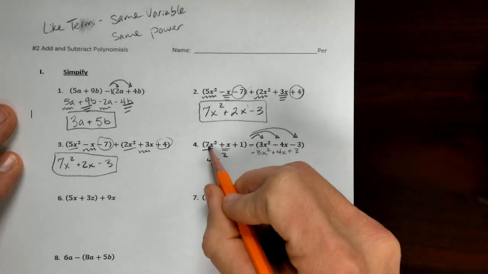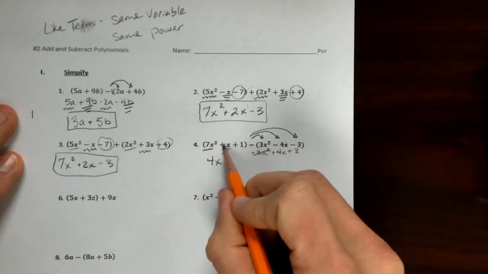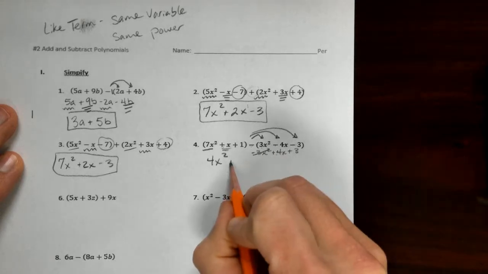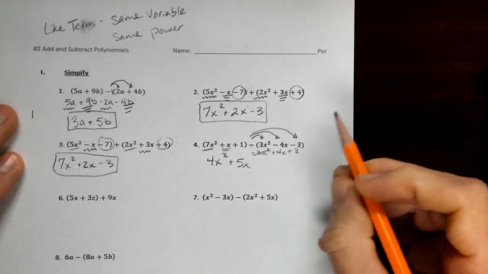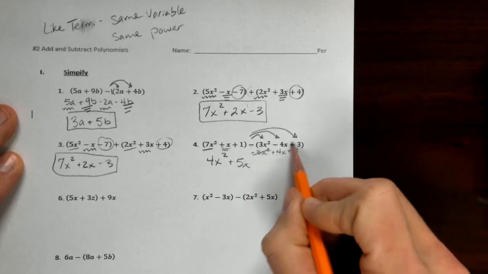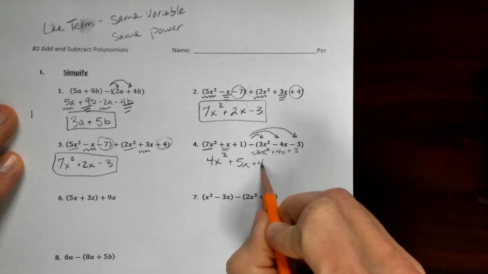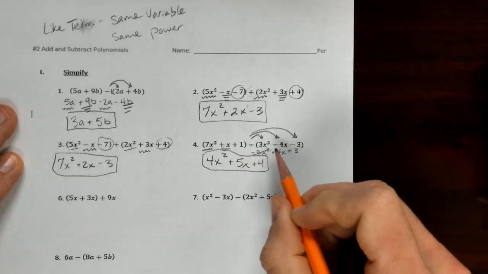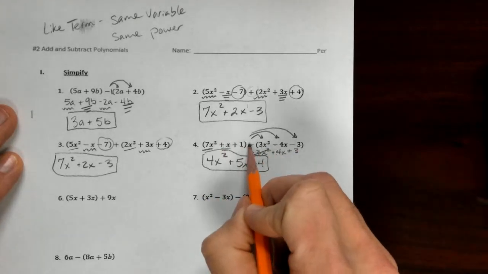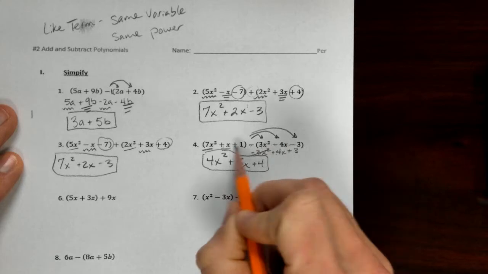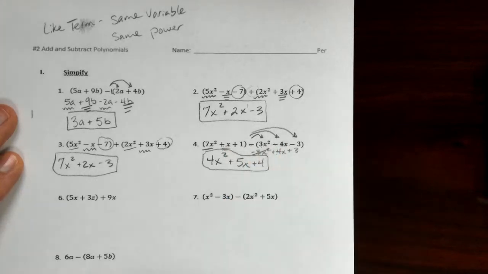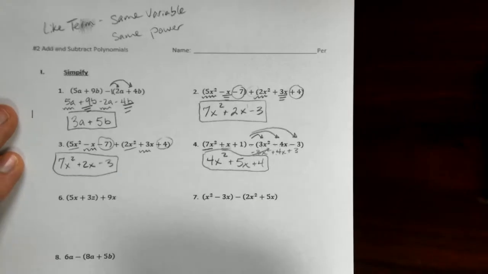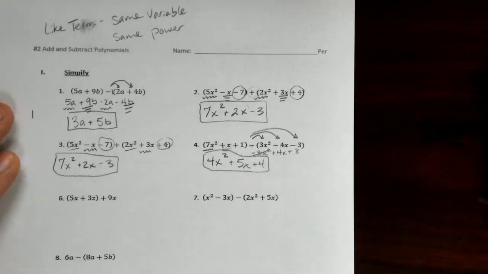So I combine these, those went away. I've got a positive x and a positive 4x. It gives me a positive 5x. And then I've got a positive 1 and a positive 3. That gives me a positive 4. That is why I would recommend you distributing that negative. Because this is a positive x minus negative 4x. It's not just x minus 4x. That gives me a positive 5x. Don't screw yourself up. Alright, moving on.